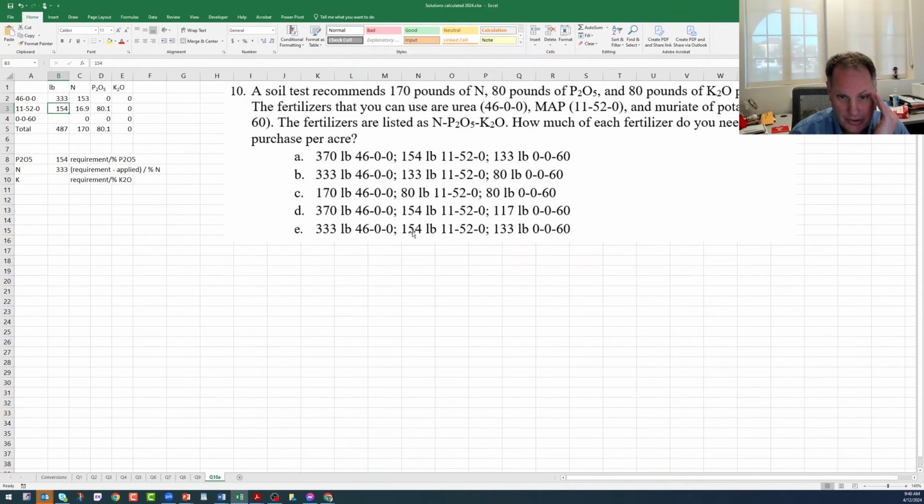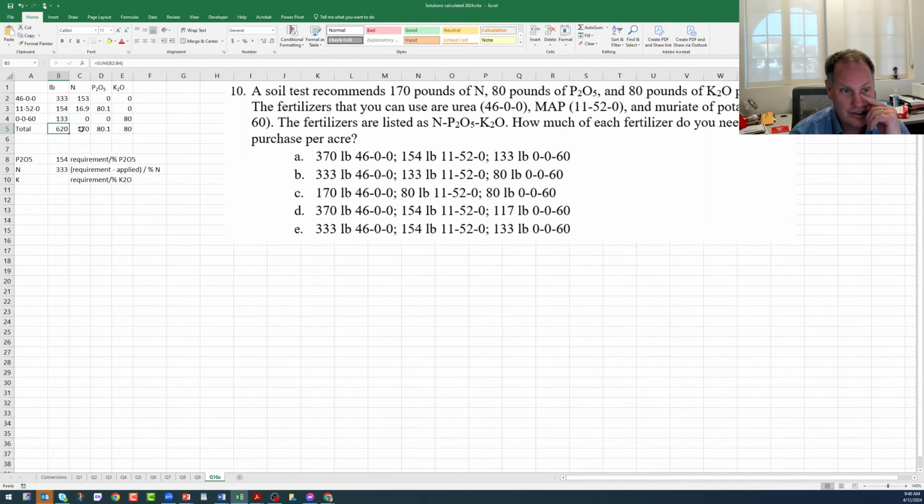I also know it's going to be E in this case because we already calculated that we needed 154 pounds here. So I already know the answer is E, but let's verify that it's working out with our potassium here. So using the same strategy, muriate of potash is 0-0-60. I need to put out 80 pounds, so I'm going to do 80 divided by 0.6, and hopefully that comes out to 133 pounds. Ooh, it does.